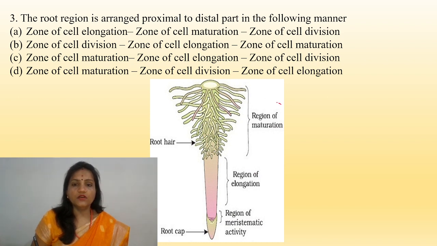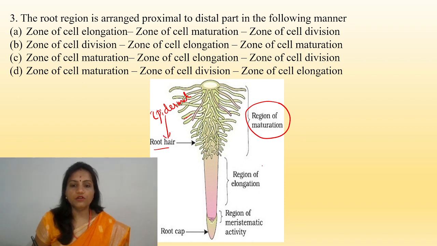A root has a region of maturation, wherein you find the root hairs. These root hairs are formed from the epidermal cells. When you look at the anatomy, the outermost cells are epidermal cells, and they give rise to the root hairs. Then there is the region of elongation, then the region of meristematic activity, then the root cap. There are two ways of reading this, one this way and the other this way.